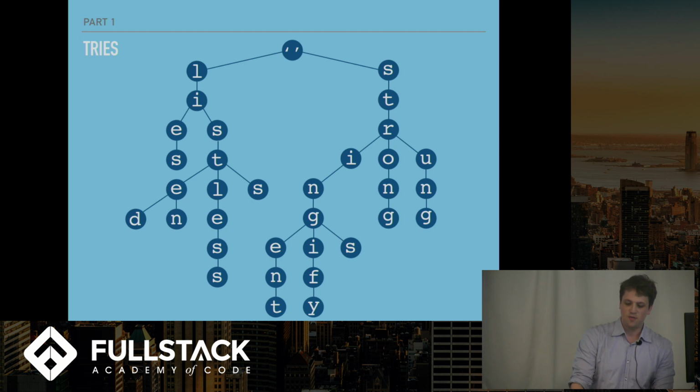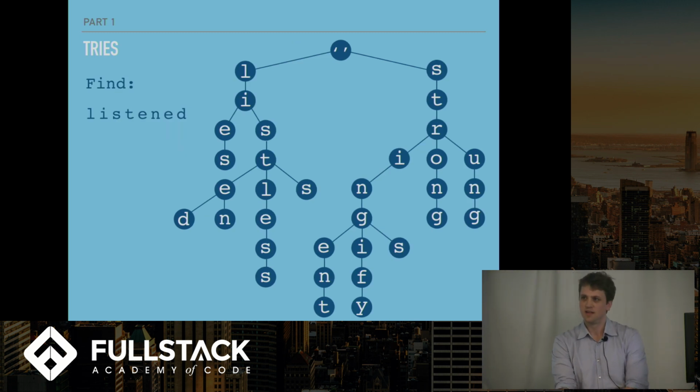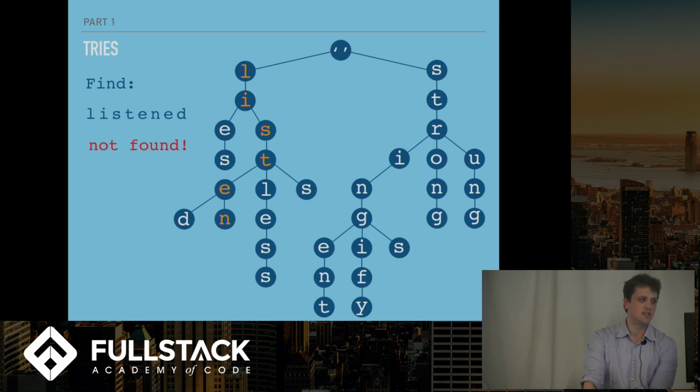To illustrate the usefulness of this data structure, I'm just going to walk through a couple methods. First, the find method. What would we have to do to find listened in this trie? Well, all we have to do is iterate through the word we're looking to find and map each character to a path on the trie, like so. We stop at n and we see that there is a path for the word listen. Is there a path for E and D, the last characters of listened? No, there isn't, so we say that the string is not found in this trie.